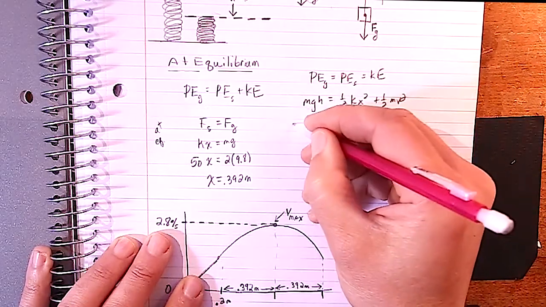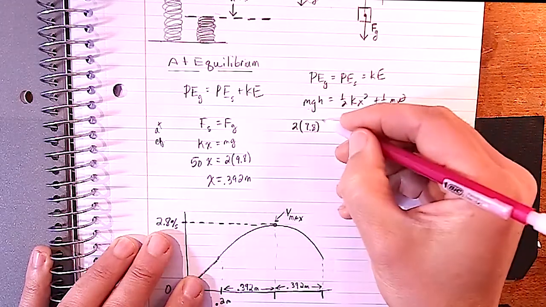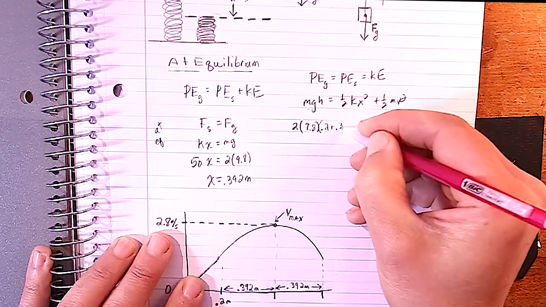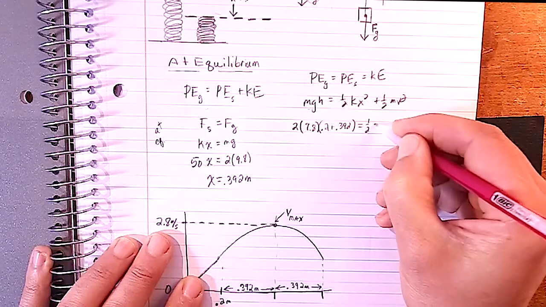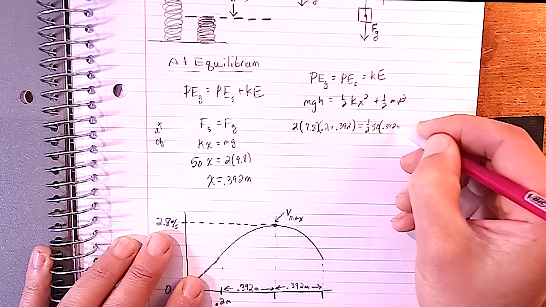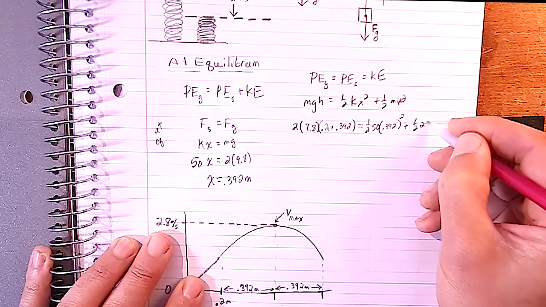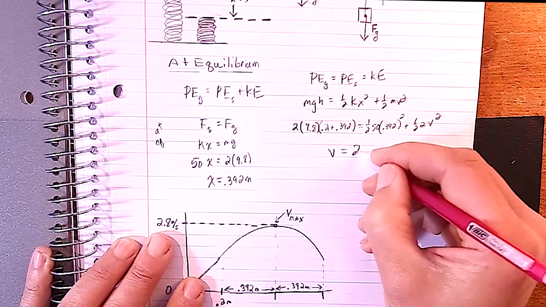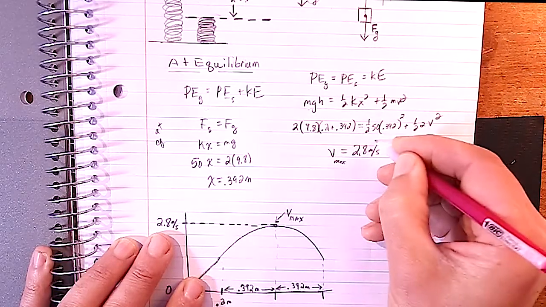So we know the mass of the block, that's 2, gravity's 9.8. And now what is height? Height is 0.2 plus 0.392. And that's going to be equal to 1/2 times 50 times the amount the spring got scrunched up, 0.392 squared, plus 1/2 times 2 times v squared. And if you work out the math on that, you get 2.8 meters per second, and that's our maximum velocity.